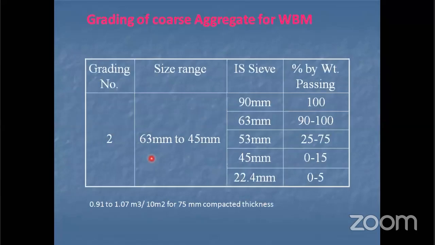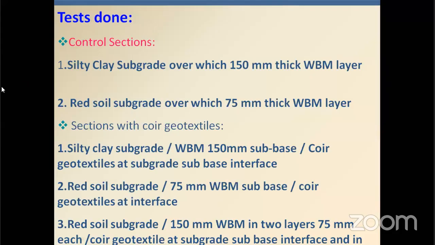Now coming to the rut behavior of unpaved roads, we have done several other experiments with the top WBM layer, silty clay subgrade. These are the tests done: a control section with the silty clay subgrade over which a 150 mm thick WBM layer is placed. Another red soil is tried with a 75 mm thick WBM layer. This 75 and 150 mm is based on the design of subgrade CBR. Since this red soil is having no CBR, the thickness we put it as 75 mm.